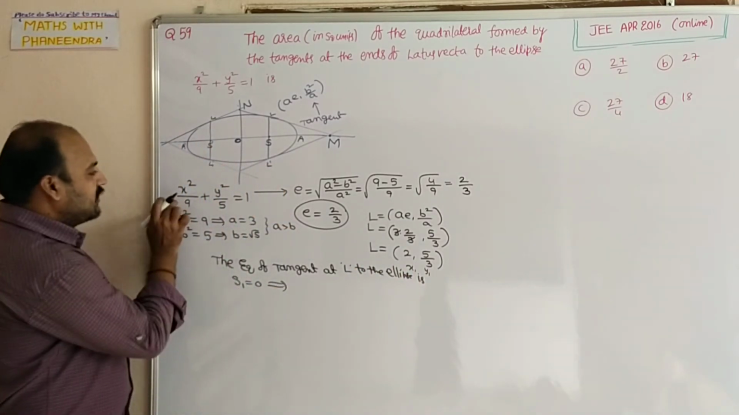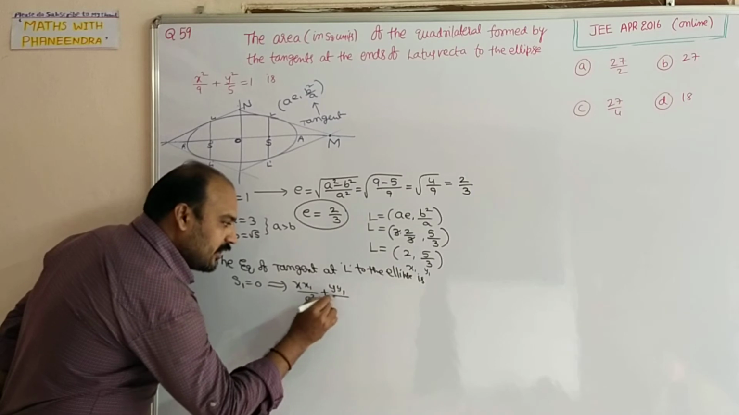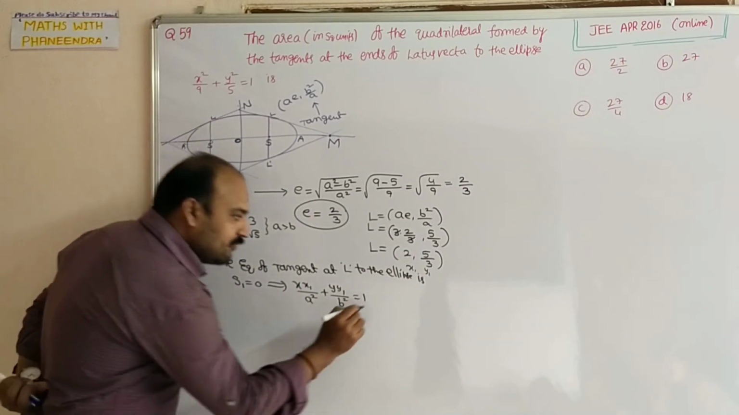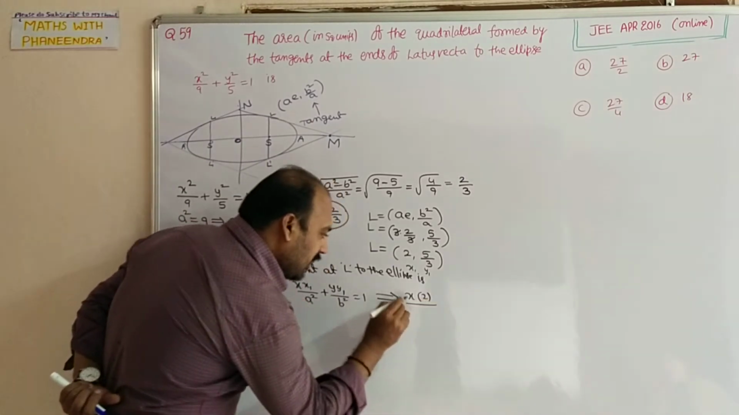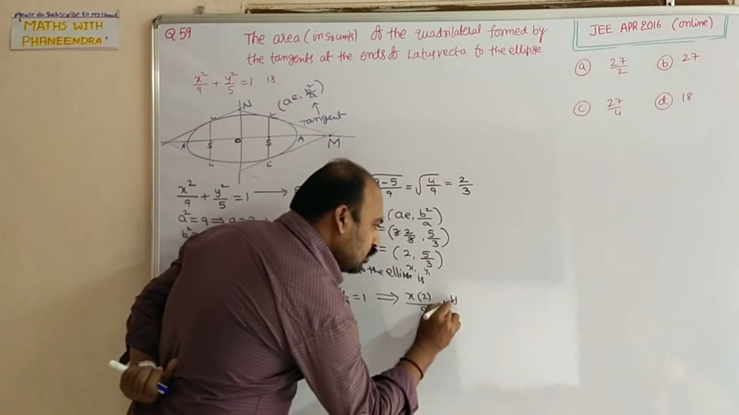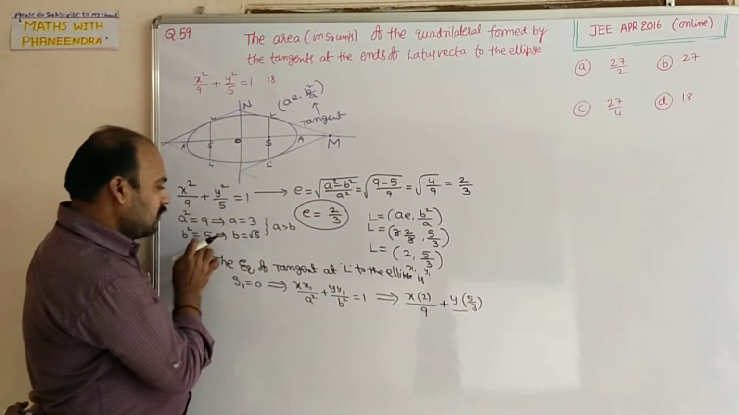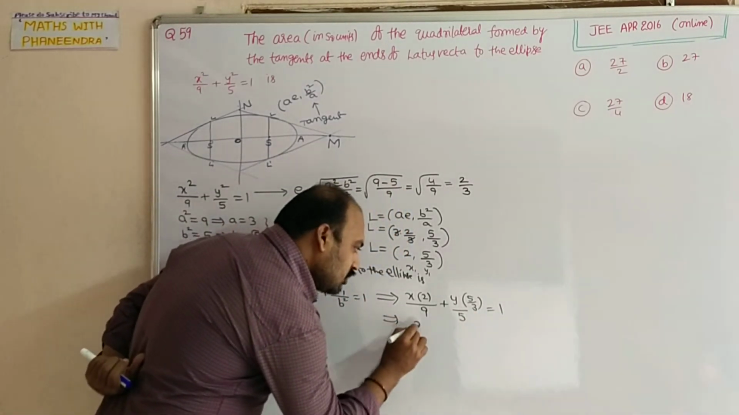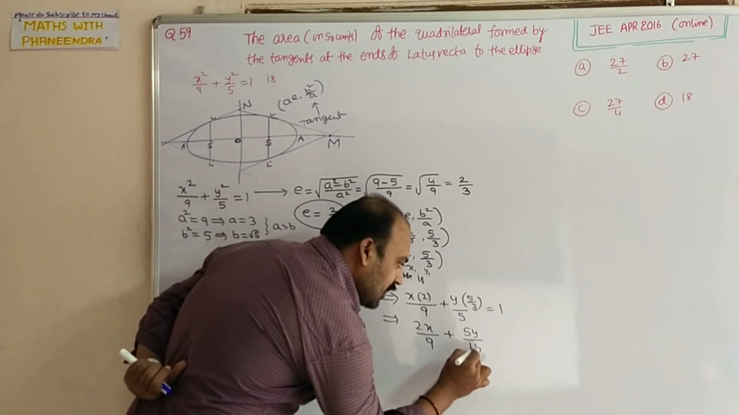That implies x x1 by a square plus y y1 by b square is equal to 1. In place of x1, y1, substitute 2, 5 by 3. So x into 2 divided by a square, 9, plus y into 5 by 3 divided by b square, the value of b square is 5, which is equal to 1. Now simplification: 2x by 9 plus 5y divided by 15 equal to 1.